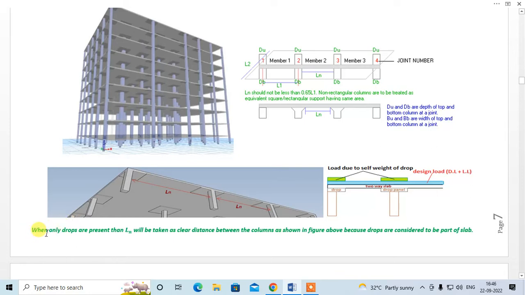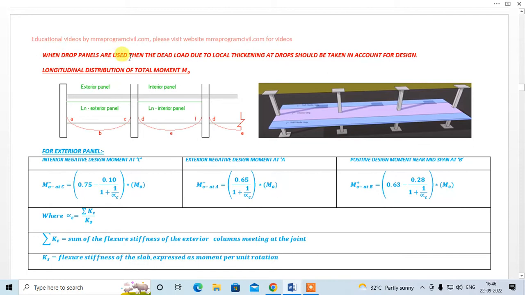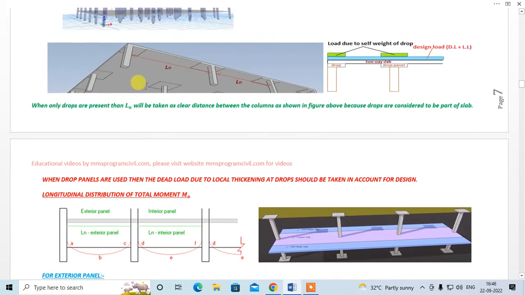When only drops are present, then Ln will be taken as the clear distance between the columns as shown in the figure above, because drops are considered to be part of the slab, right? In many cases we find that there are no capitals, there are only drops, and drops are considered to be part of a slab. So in that case you will take Ln as the clear distance between the columns, as shown in the figure over here.